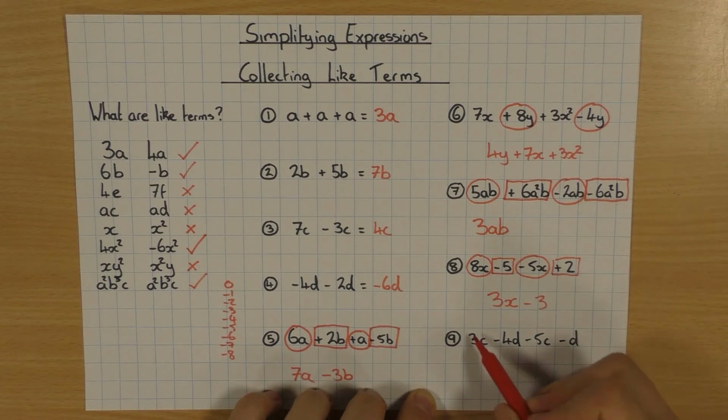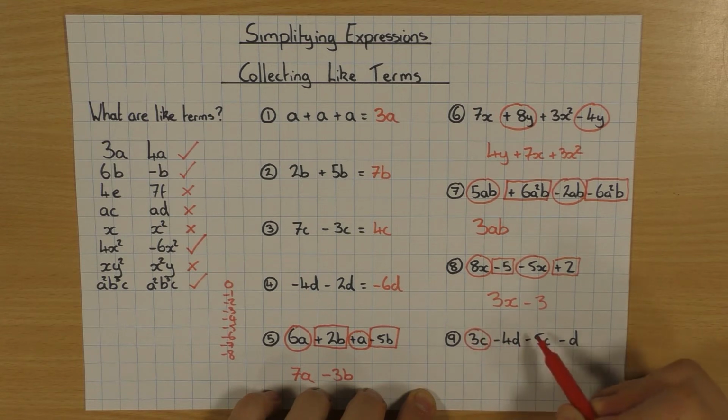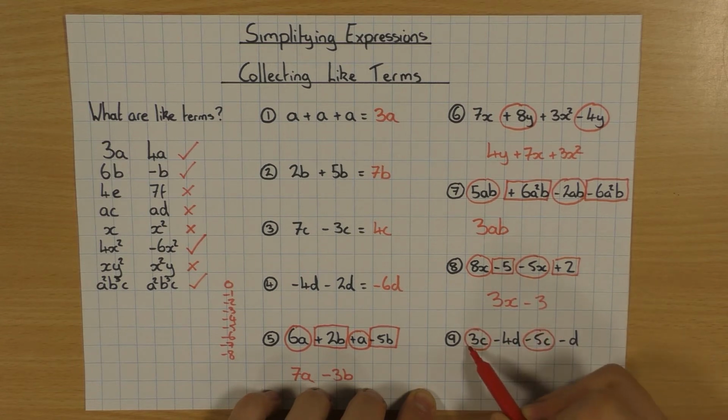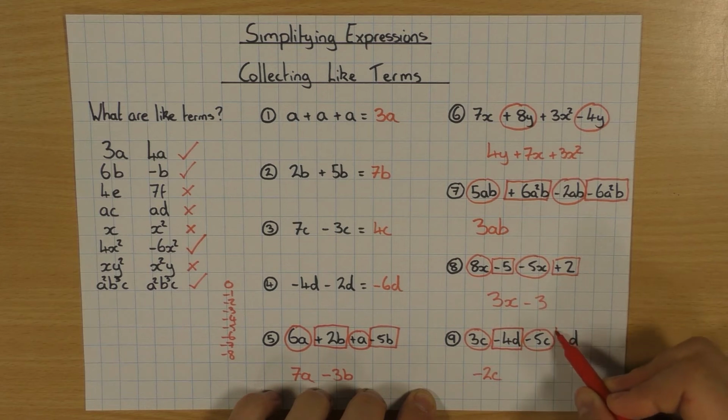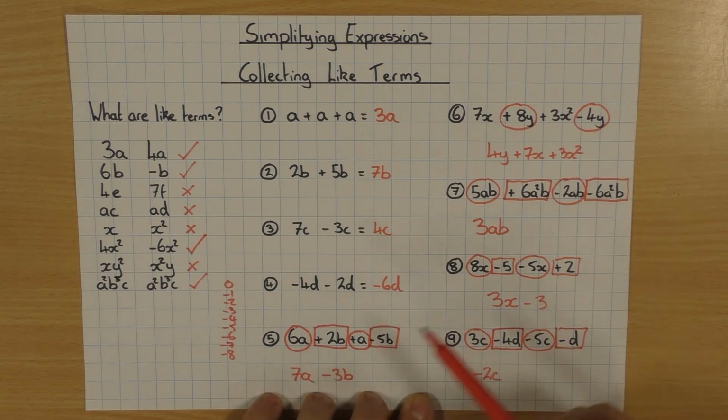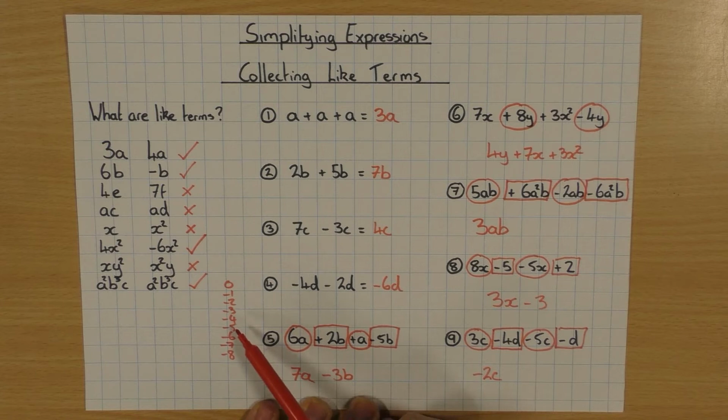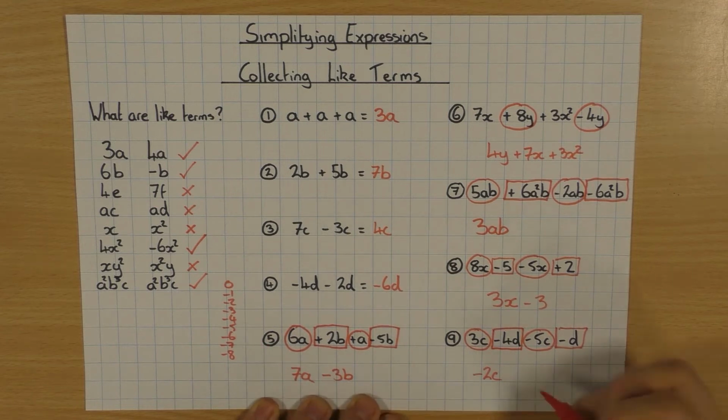And last one for this page, I've got my c, 3c minus 5c, so 3, take away 5 is minus 2c. And then I've got my d's, minus 4d, minus another d. So again, I'm going to come over to my number line here to help me. I start with my minus 4, and I just take away another one. I go down then if I take away, so I'm left with minus 5d.